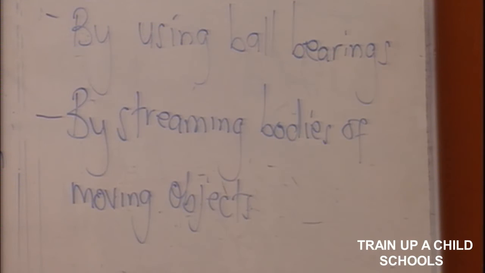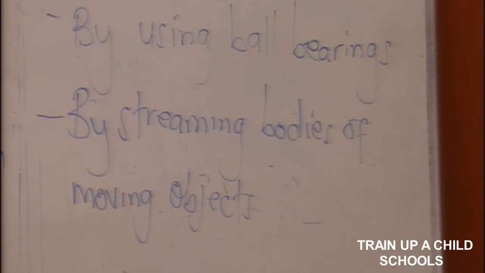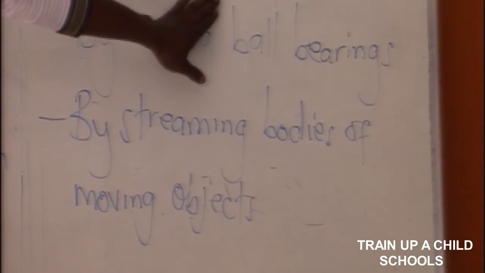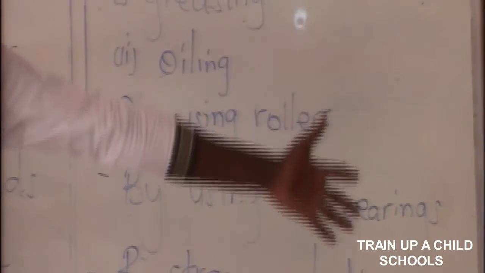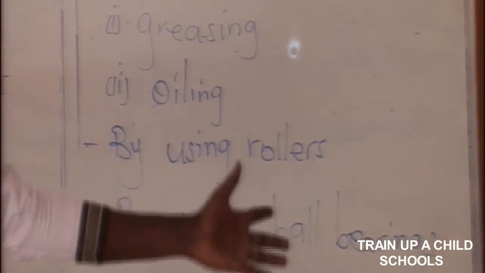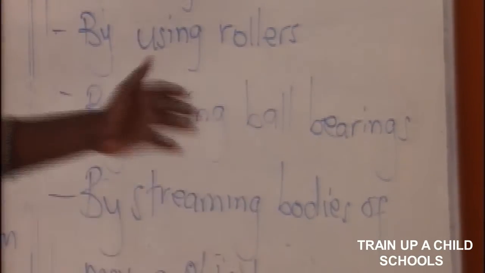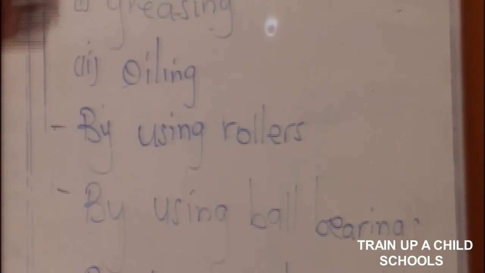So basically, these are ways how we can reduce friction. One, by lubricating parts of a machine. How can we lubricate a part of a machine? By either greasing, if not oiling it. Two, by using rollers. Three, by using ball bearings. Four, by streamlining bodies of moving objects. Basically, these are the ways how one can reduce friction.